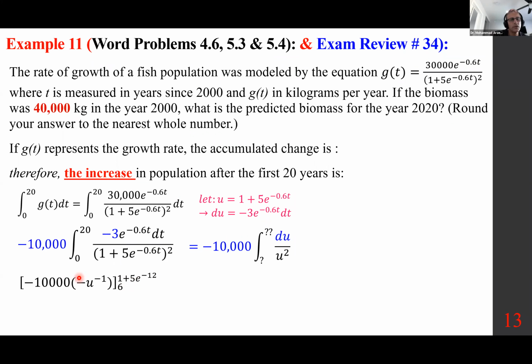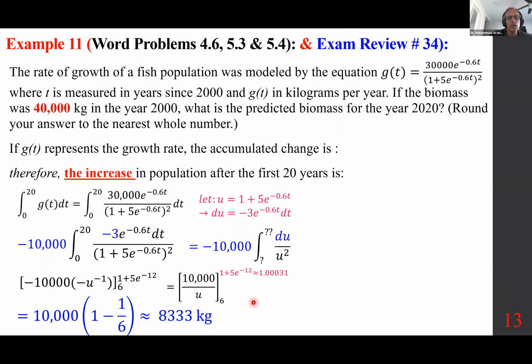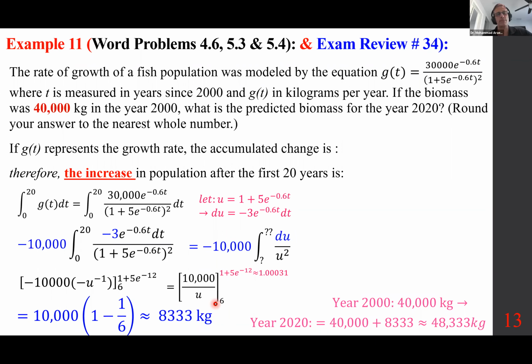So this is negative times negative. I'm hoping we've done this differentiation many times. Everybody knows how to arrive at it. So it's positive 10,000 over u, or 10,000 times 1 over u. The upper limit is almost 1, so 10,000 times 1 over 1, which is 1 minus 1 over 6. And using a calculator, an approximation is this much. We initially had 40,000, add to it. And that's the final answer for this question.